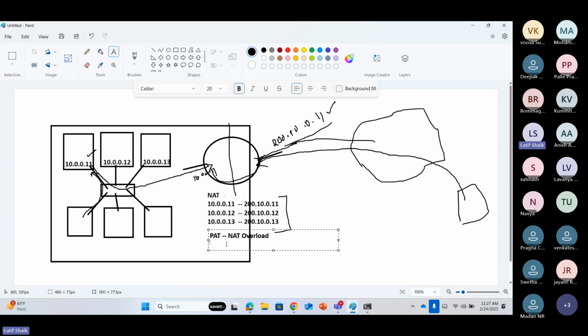Okay, I should access outside. I want to go outside. I don't want anybody to come directly to my inside. So that is this part. It is PAT, port address translation. So what happened? I have multiple.